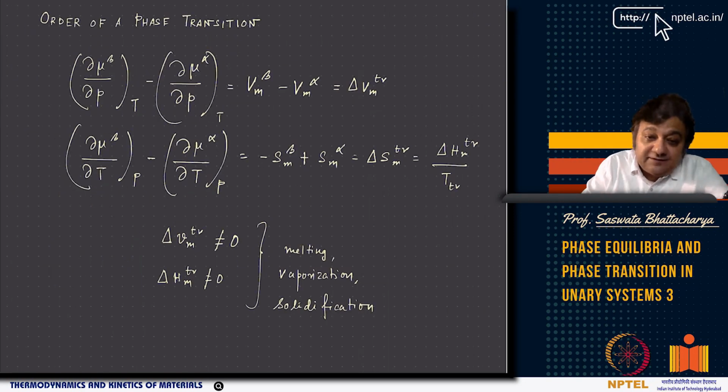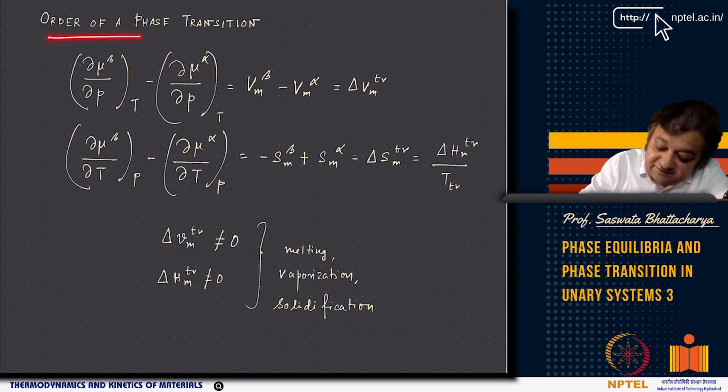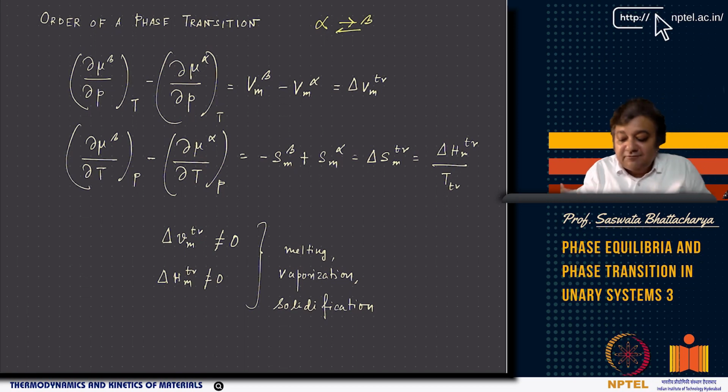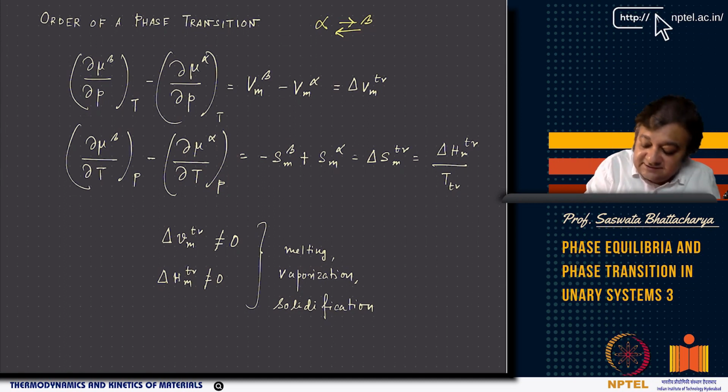Now, I will come to a very interesting concept, which is called the order of a phase transition. Again, I am considering a phase transition from alpha to beta or beta to alpha. Beta can be the liquid phase, alpha can be the solid phase. If alpha is solid and beta is liquid, then the phenomenon we are talking about is melting. If alpha is the liquid phase and beta is vapor phase, then it is boiling or evaporation. Or alpha is solid and beta is vapor, then we are talking about sublimation.